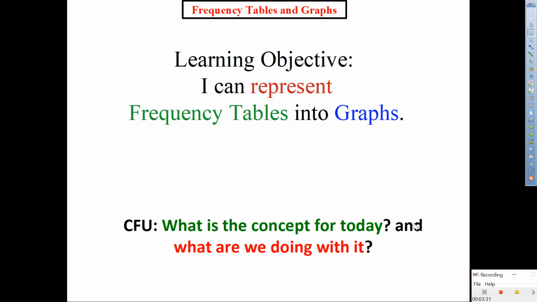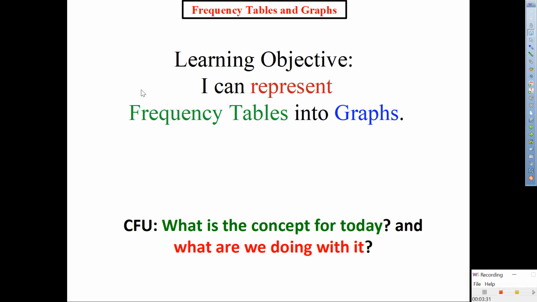All right, here we go. I can represent frequency tables into graphs. We started with this lesson last week, representation of graphs given a frequency table. And we talked about our road to where we're at right now.